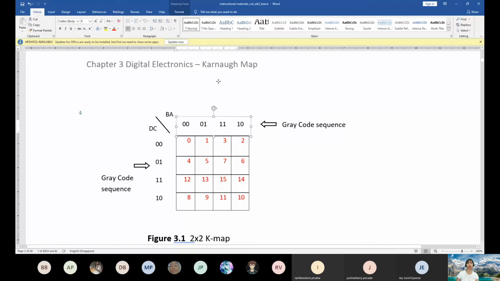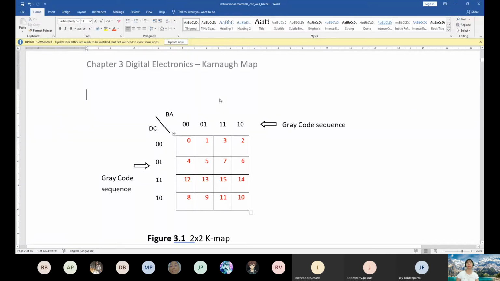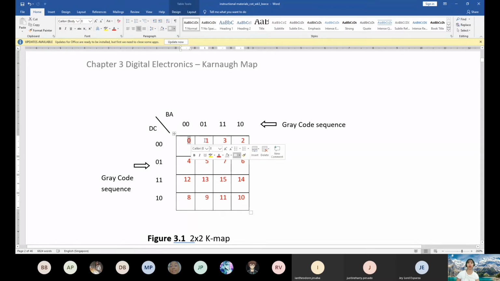Okay, so those are the input assignment for this column. This is for 0 0, 0 1, 1 1, 1 0 column for BA, and per row, you have 0 0, 0 1, 1 1, and 1 0. So this is like a matrix. We have the min-term or max-term numbers 0, 1, 2, 3, 4, 5, 6, 7, 8, 9, 10, 11, 12, 13, 14, 15.